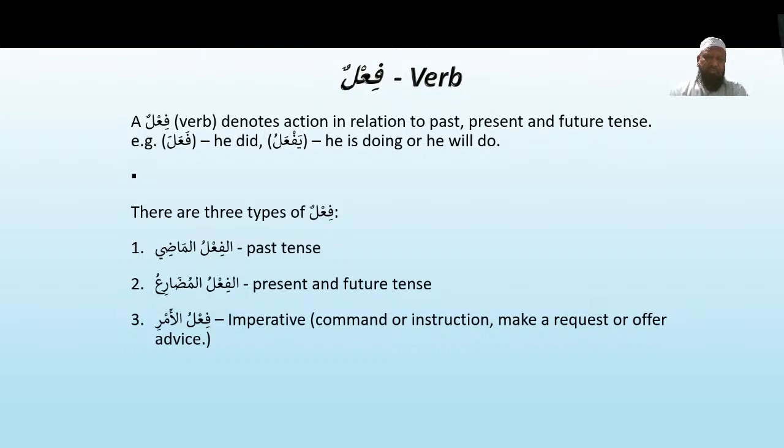We've learned a verb. A verb means any word that gives the meaning of an action in relation to a tense. It has a meaning of a tense. Either it is in the past or present or future. So there are three types of fi'l. Number one, al-fi'l al-madi, number two, al-fi'l al-mudari', number three, fi'l al-amri.